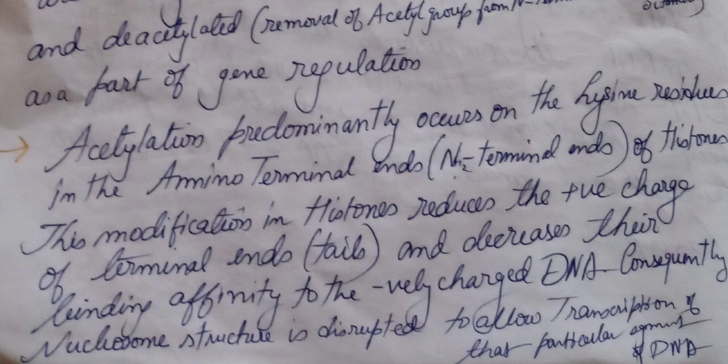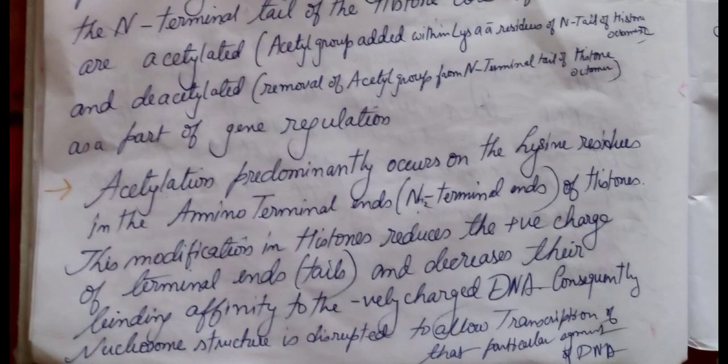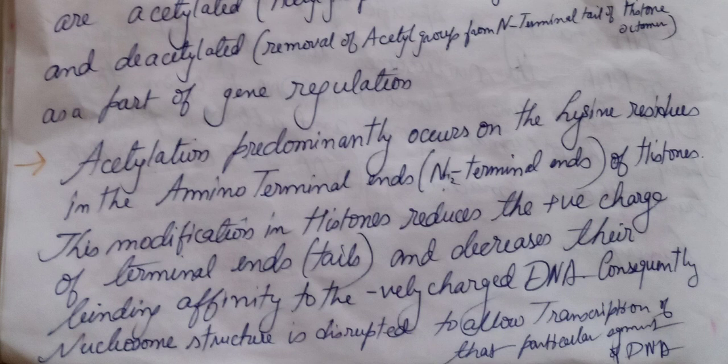One of the positively charged amino acids is lysine, then arginine, right? So when this lysine gets acetylated by binding acetyl groups, what happens? It reduces the positive charge of the terminal ends, that is, the tail now has a reduced positive charge, and this decreases the binding affinity to the negatively charged DNA. Consequently the nucleosome structure is disrupted and allows transcription of that particular segment of DNA. So this was the thing about histone acetylation.